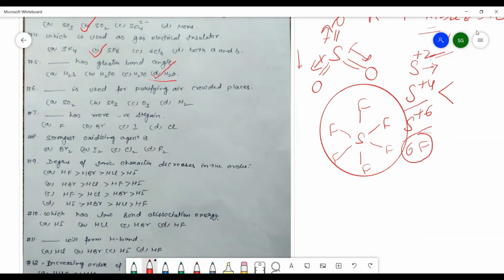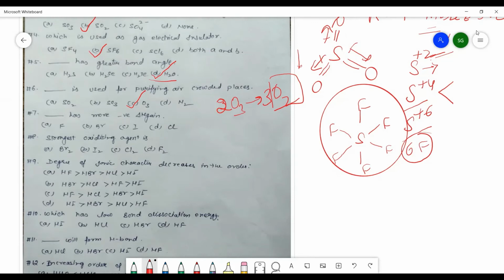Now in question number 6, dash is used for purifying air in crowded places. Which one is used as a purifying air? So you will see SO2, SO3, O3 or N2. Now the answer for this question is O3. Why is it so? Because O3 is unstable. It is thermodynamically unstable, an endothermic compound, because 2O3 is easily converted into 3O2. So because the end product of the decomposition is O2, it acts as a purifying air in crowded places.